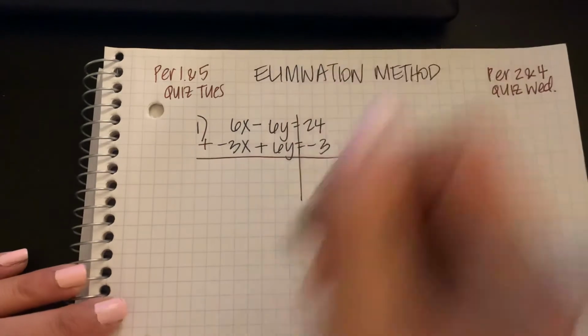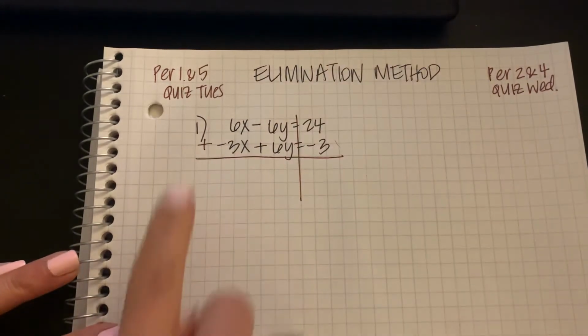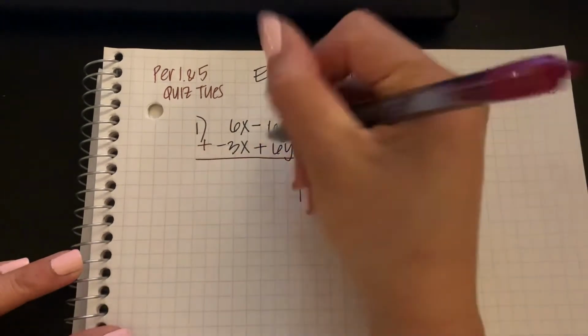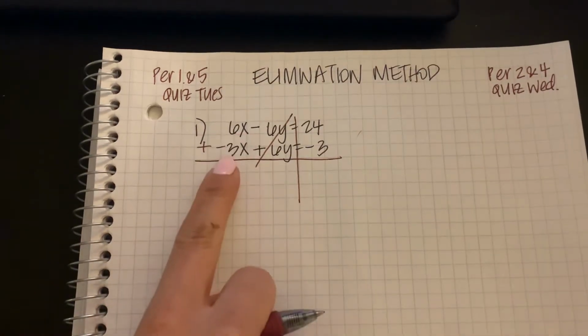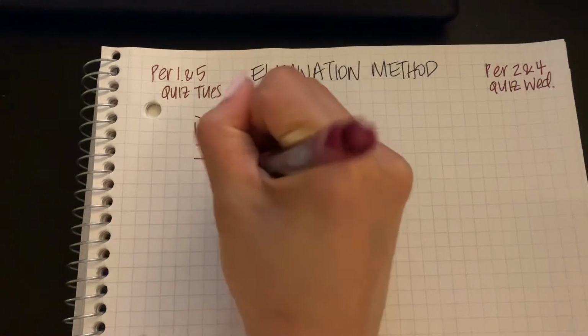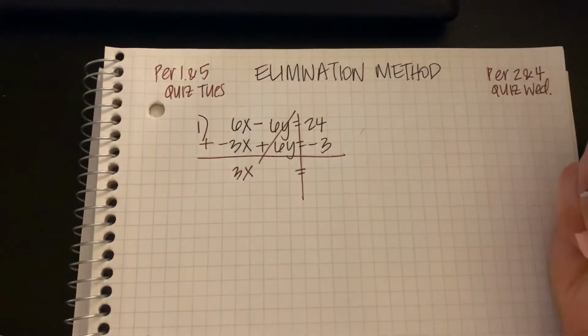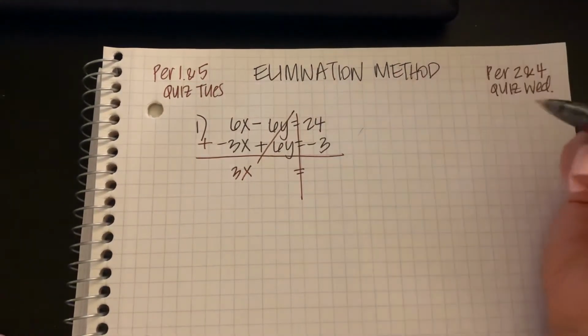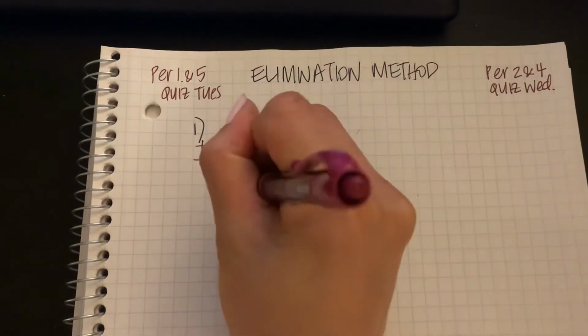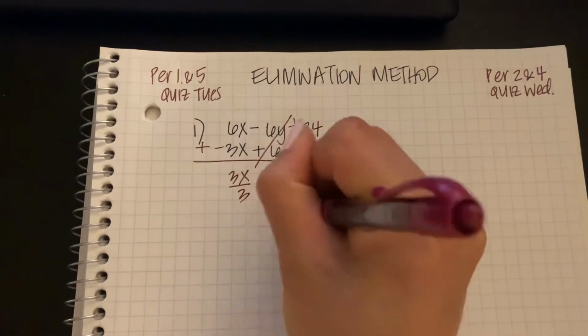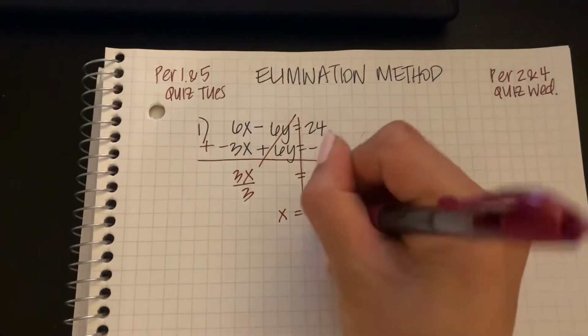So I'm going to go ahead and add those equations together. Remember, we always add. Negative 6y plus 6y do cancel out. 6x minus 3x is 3x. 24 minus 3 is 21. I'm going to divide 3 to both sides. 21 divided by 3 is 7.